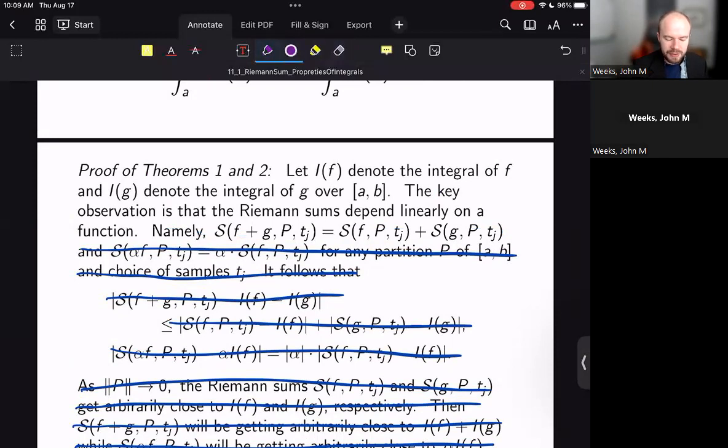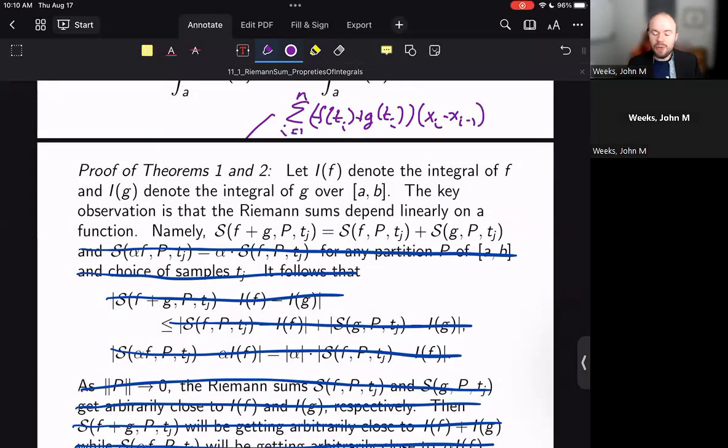Namely, if I try to formulate the Riemann sum for f plus g, remember that the way we define it is the sum of f of t sub i plus g of t sub i, all times x sub i minus x sub i minus 1, where that sum goes from 1 to n. Well, notice that I can break that sum apart by a little bit of distribution. What we get, f of t sub i times x sub i minus x sub i minus 1, once broken apart, is just the Riemann sum for f with respect to that exact same sample and that exact same partition.